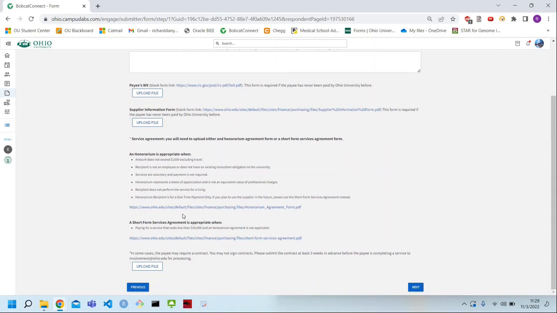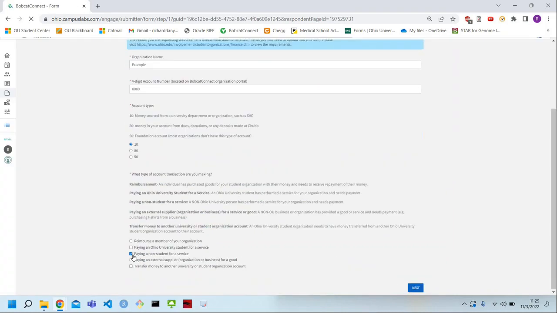If this is like an honorarium for somebody to come speak or something like that, then we have examples of honorarium agreement forms and stuff like that. But you can also just include an email that talks about the agreement and the pricing and things like that. And then also it's possible that you might need a short form agreement. It honestly depends on a bunch of different things, and you can read more about that if you have to fill out this form, because there's a lot of instructions right here.